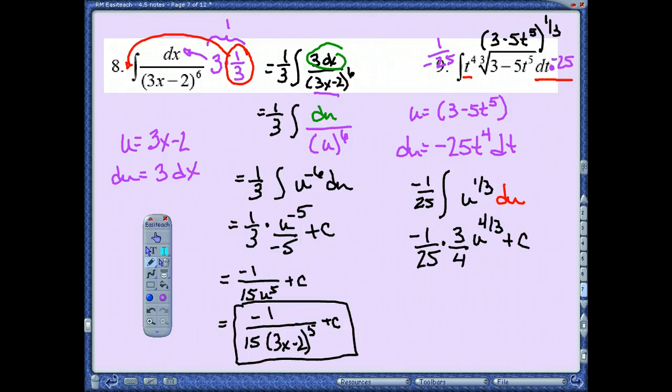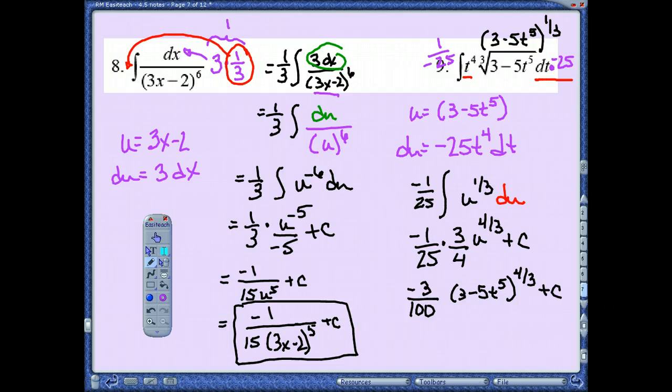Don't forget your plus c. There's a lot of things to remember here. So I've got my 100. U to the 4/3, well, what was u? 3 minus 5. Okay, let me write that somewhat so you can maybe read it. Good grief. T to the 5th, all to the 4/3 power, plus c.